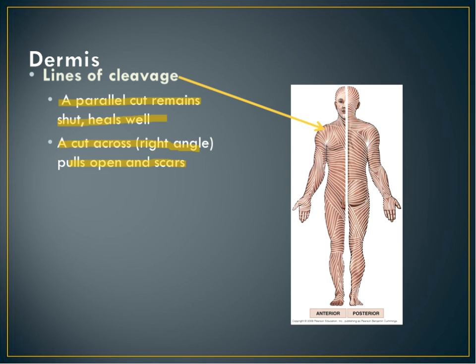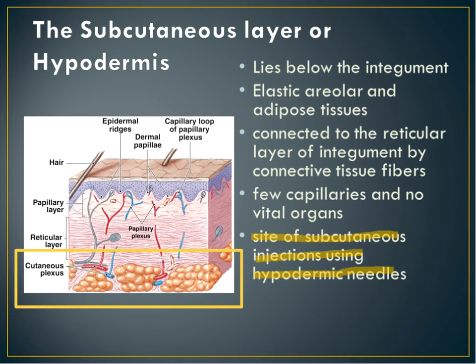So the dermis has what we call these lines of cleavage, and these lines of cleavage, if you make a cut that's parallel to them, the wound is going to heal nicely. If you make a cut at a right angle to it, so if you cut across a line of cleavage, then it has a possibility of opening up and causing a scar.